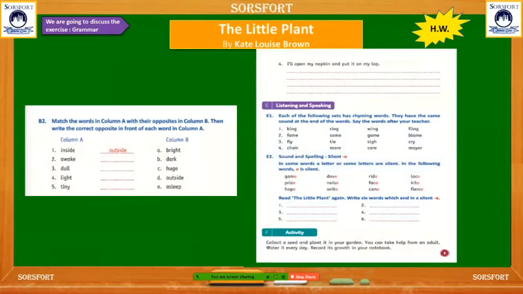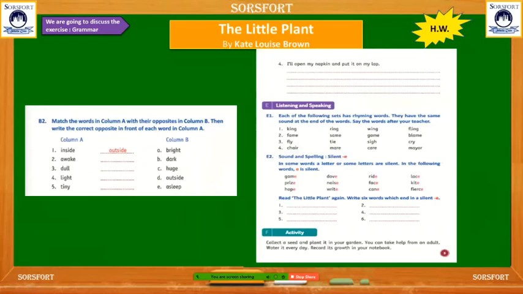Ring, wing, filling, fling. Fame, same, game, blame. Fly, tie, sigh, cry. Chair, mare, care, mare. So these are rhyming words. Sound and spelling. Silent E, where we are not pronouncing E. This is called silent E.